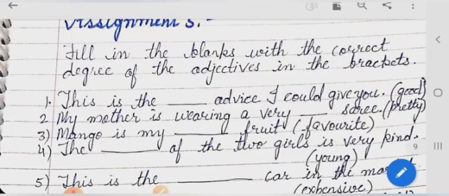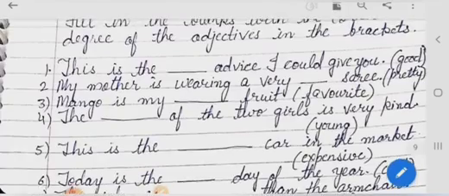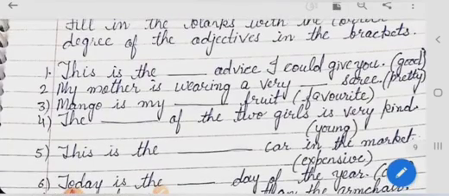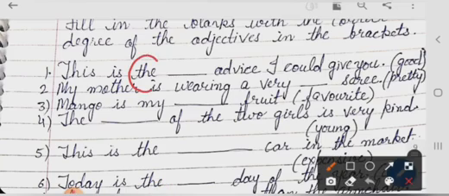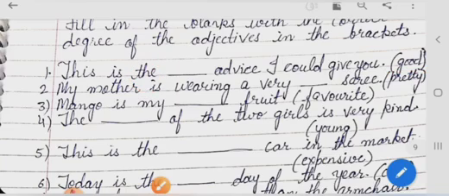Fill in the blanks with the correct degree of the adjective in the brackets. This is the dash advice I could give you. Students, here you can see that the word the is here. Whenever you find this word, ultimately you have to use your superlative degree. Like here good word is here, so you will use superlative degree of good. Good, better, best. So student, this is the best advice I could give you. द के साथ आप हमेशा सुपरलेटिव डिग्री फॉर्म करेंगे.